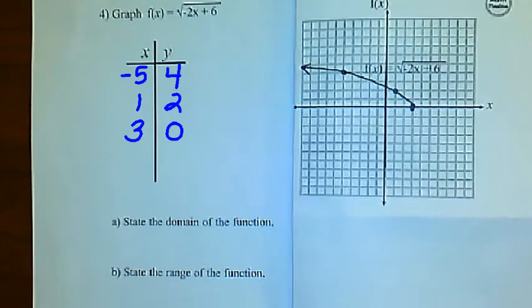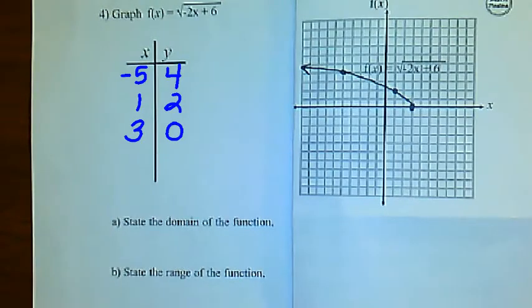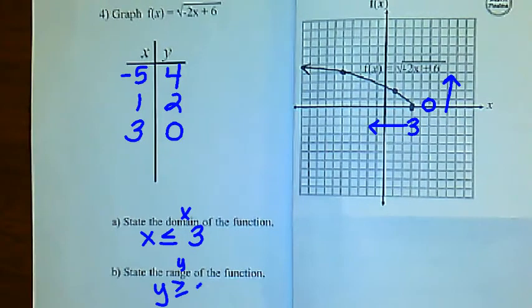And then the last thing we're going to do is our domain and range. So x and y. Again, for your domain and range, these are always going to be inequalities. So I see that my domain starts at 3, and then it goes to the left. So x is less than or equal to 3. That will be my answer for that. My range, I see that it starts at 0 and goes up. So y is greater than or equal to 0.